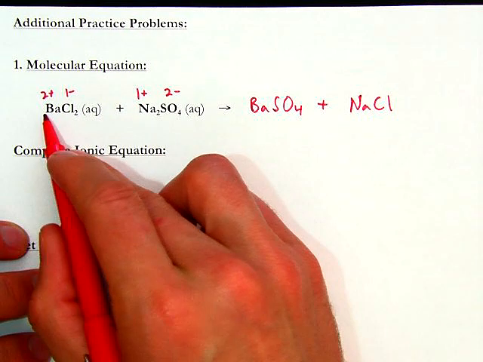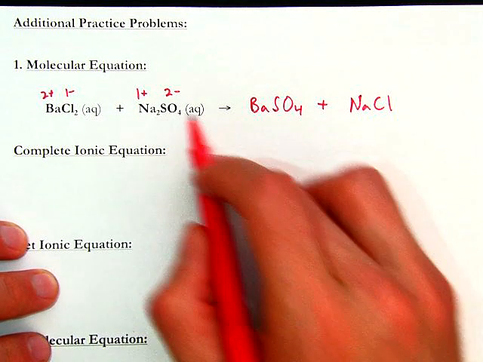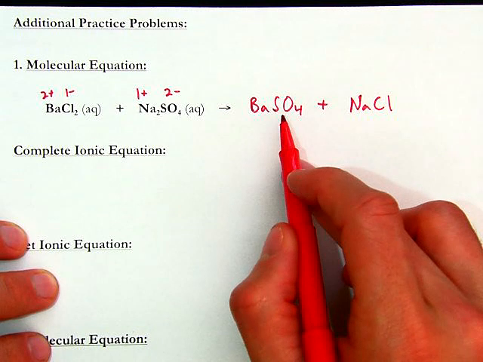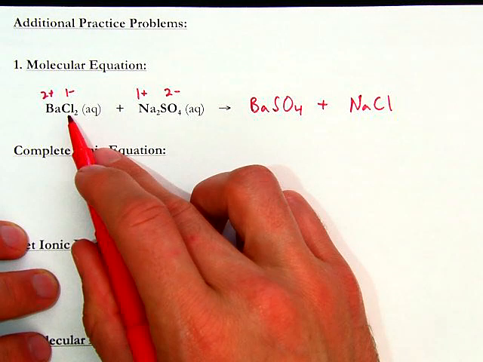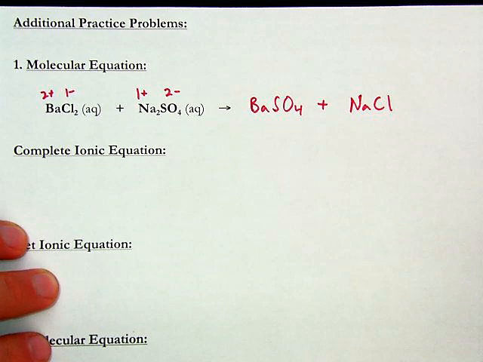So if barium's positive 2 and sulfate's negative 2, this is actually a neutral compound, plus 2, minus 2. And if Na is positive 1 and Cl is negative 1, then this is also a neutral compound. So those are both neutral compounds. Now we're going to see if a solid forms.